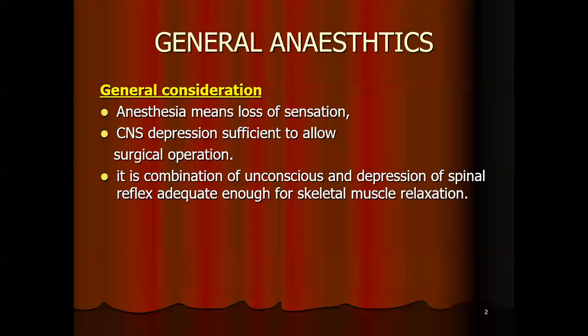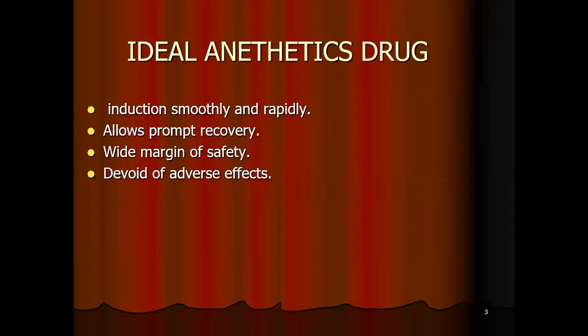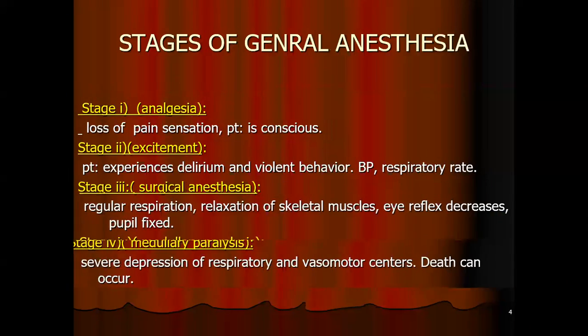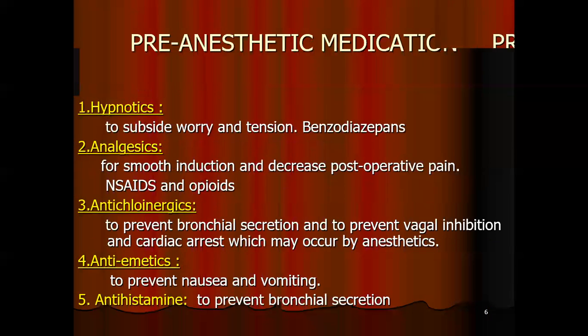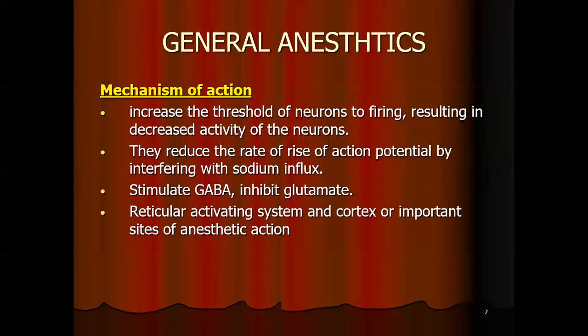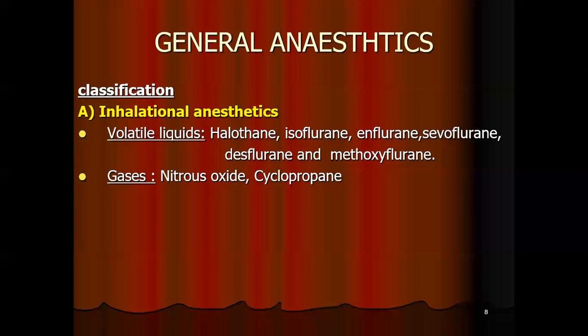The level of loss of consciousness, CNS depression that allows the surgical operation, that is called the anesthesia. There are different types of drugs which are used for the anesthesia. There are two main classifications: the inhalational anesthetics or the intravenous anesthetics. Inhalational anesthetics are found in two forms: volatile liquids and the gases.